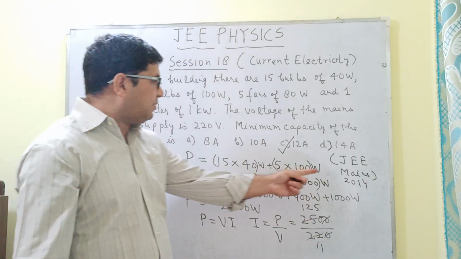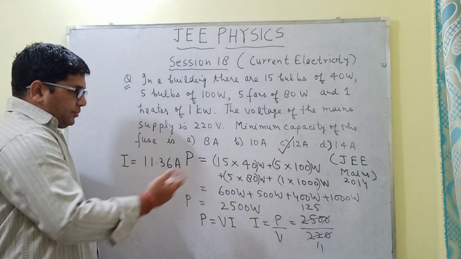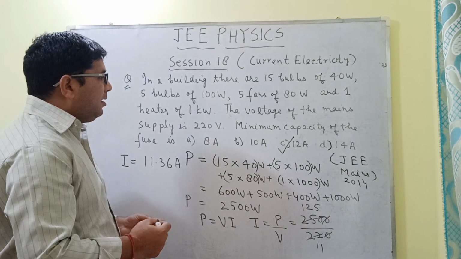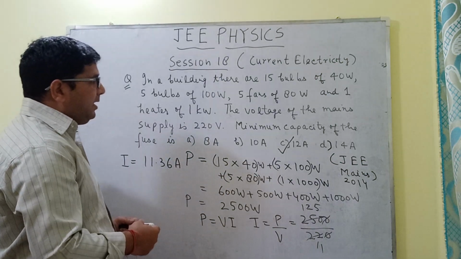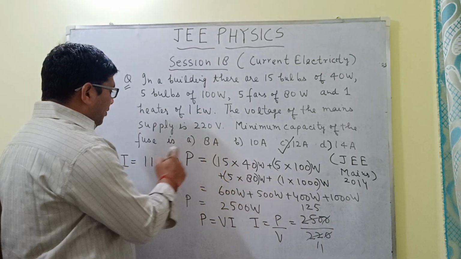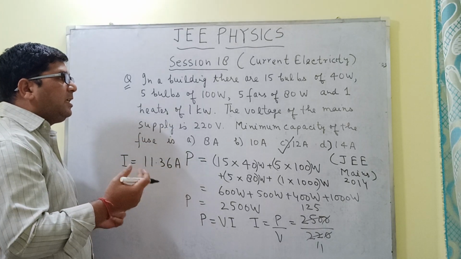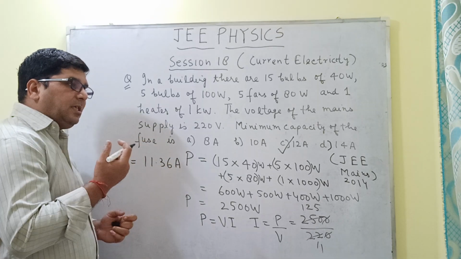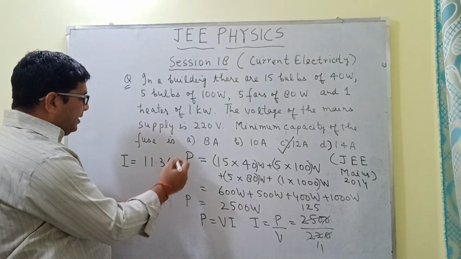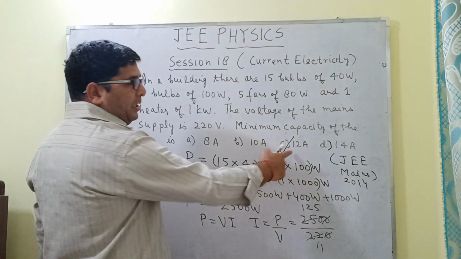So this question was asked in the JEE Main examination in 2014. I think this is a very easy question, and probably the only thing you have to remember here is that a fuse is installed in any infrastructure taking into account the maximum current requirement of that particular infrastructure. If the maximum current requirement in this case was 11.36, we install a fuse of 12 ampere.